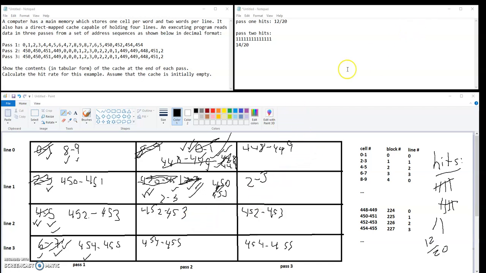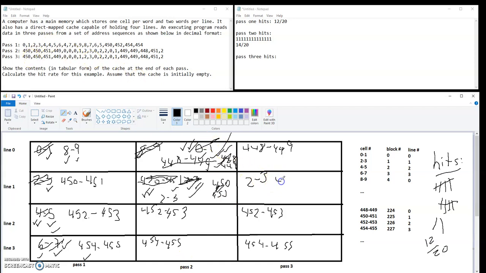Okay, let's try pass 3 together here. Pass 3 hits. Starting like this, which is the final product of the previous pass, 450.